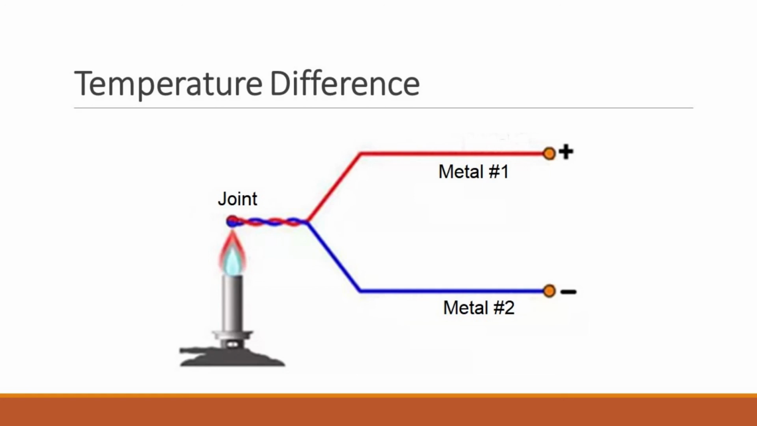We just take two metals of different types that dissipate heat at a different rate, we join them at one end, and we heat the joint. And we're going to see that one metal will have positive charge and the other metal will have negative charge.